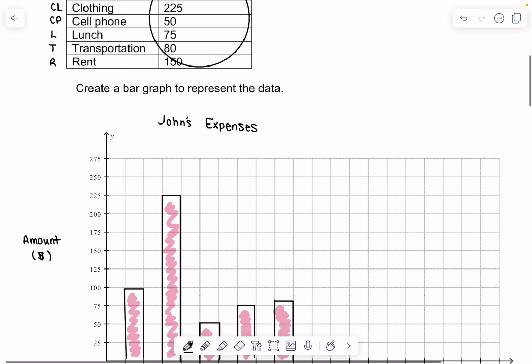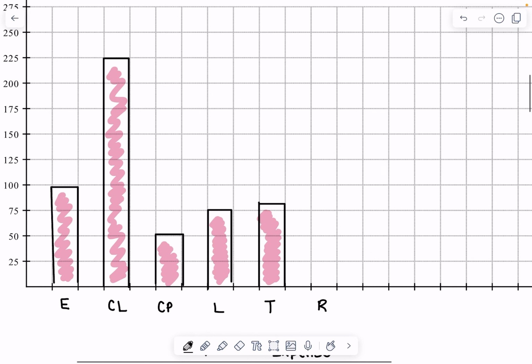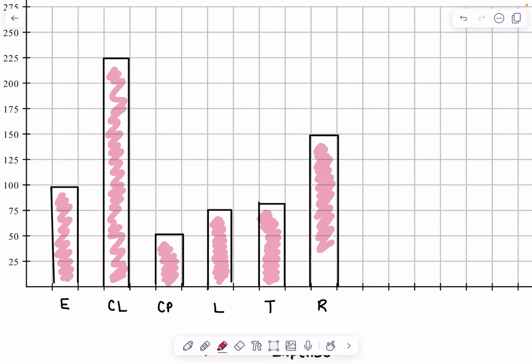And last but not least is rent. Rent is just a standard $150. That is a very cheap rent. Must live with a lot of people. There we go. So that's our bar graph.